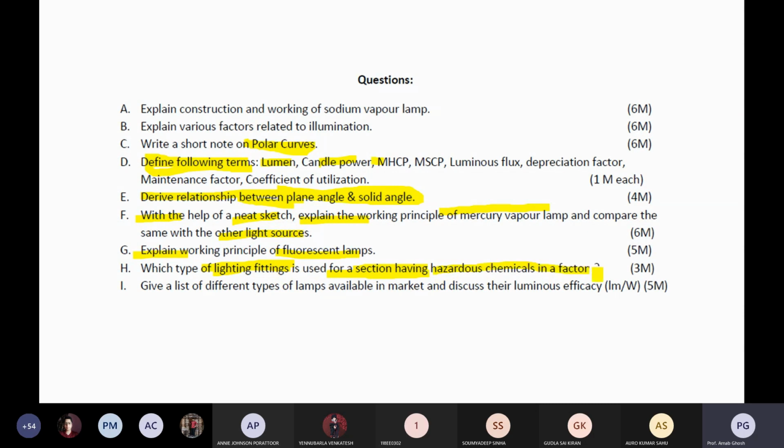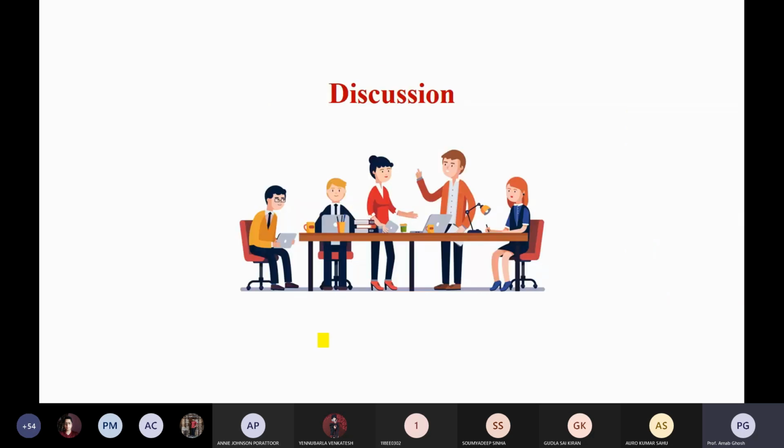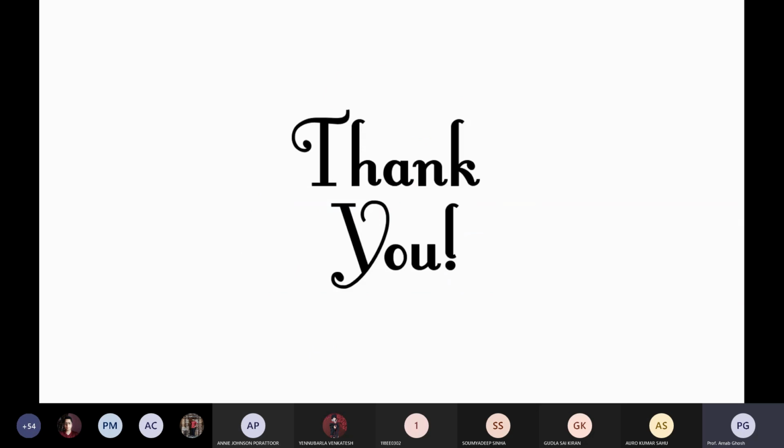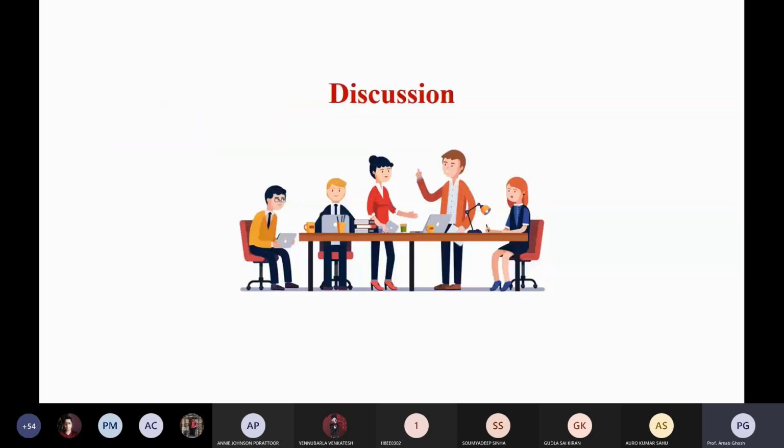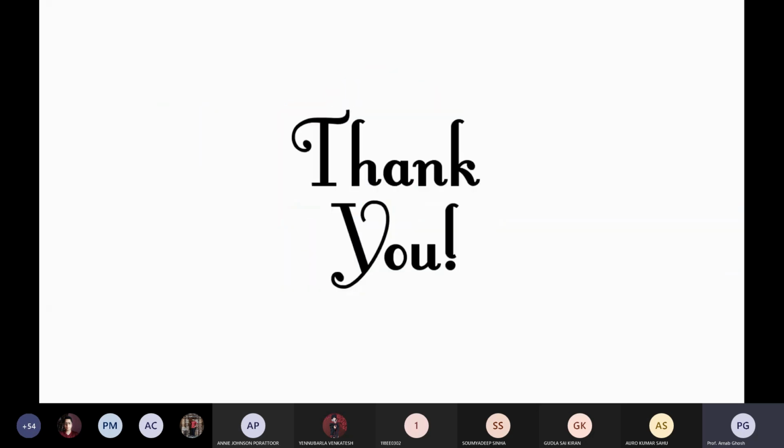That means different applications, that is an application based question. Give a list of different types of lamps available in the market and discuss their luminous efficiency. I discussed that table, so you can answer based on it. These are all very basic questions that may come at the time of the exam, and similar types of questions may come. If you want any discussion, we can discuss it. Otherwise we can conclude today's module.